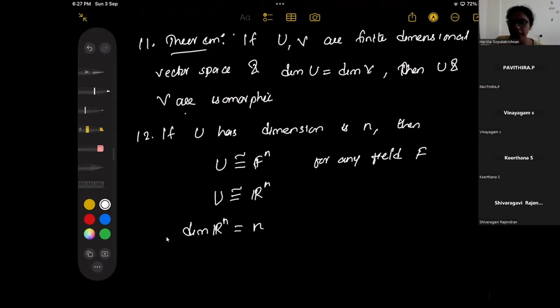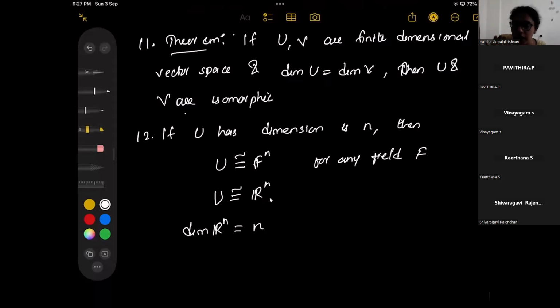So what I am trying to say is how we are using this theorem for this corollary. So here dimension of Rn is N and it is given that U has dimension N. So here what we are getting is U and Rn are finite dimensional vector spaces and their dimensions are both equal, which is equal to N. So U and Rn are isomorphic. So that is why U and Fn or U and Rn are isomorphic.